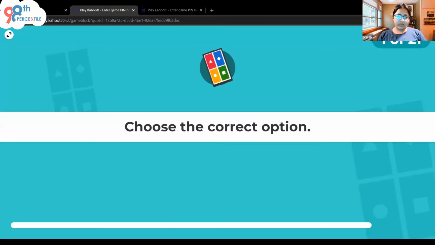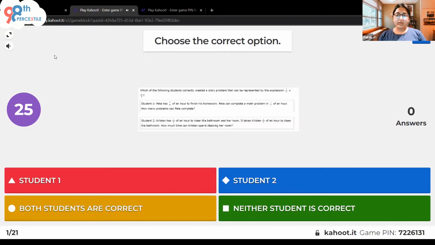Try answering this, everyone. Which of the following students correctly created a story problem that can be represented by the expression? I'll write down the expression here for those it's not visible. It's 7 over 9 divided by 1 over 5. Okay, that is what we have.